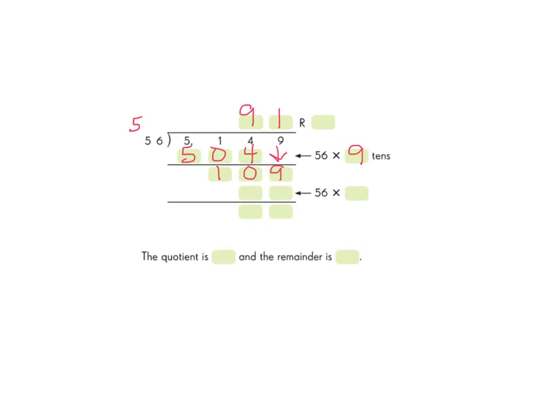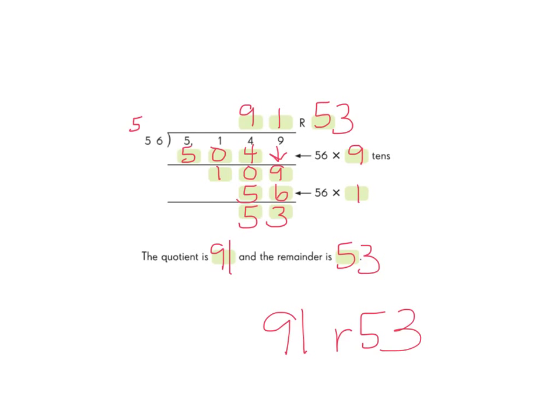1 times 6 is 6. 1 times 5 is 5, showing us that 56 times 1 is 56. All right, now we subtract to solve for our remainder. 9 minus 6 is 3. 10 minus 5 is 5. So our remainder is 53. Our quotient is 91. Our remainder is 53. So the answer to our problem is 91, remainder 53.